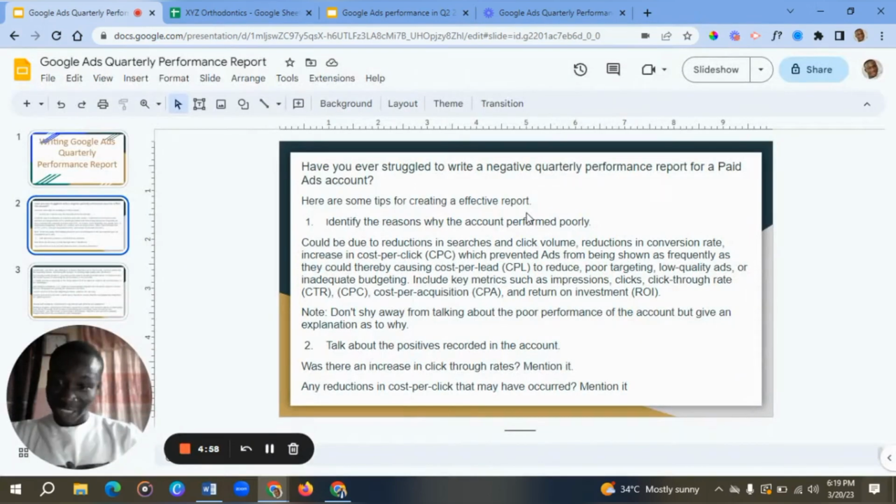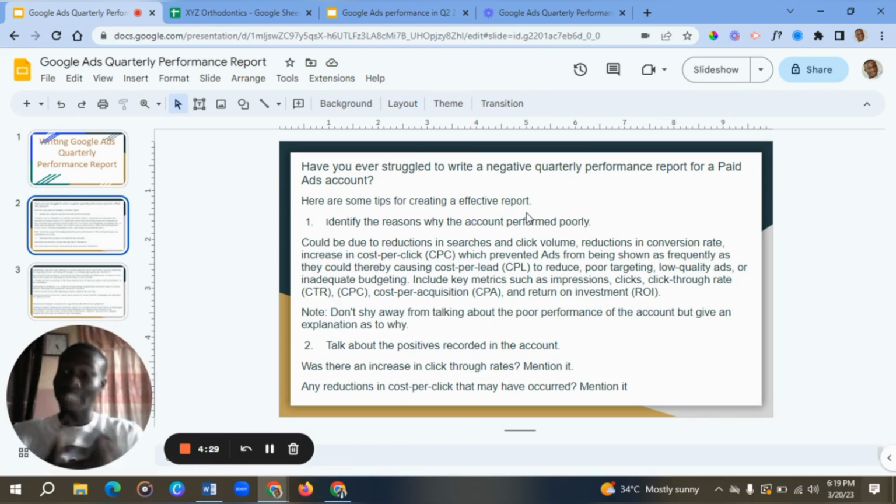So before I write a live report, I want to give you some tips for writing a report the next time. If the account performed poorly, you need to check the searches. Could it be a result of reducing search volume, reducing click volume? Did the conversion rate reduce? Did the CPC reduce? Was it a budget issue? Maybe there was not enough budget to accommodate extra searches and conversions that could have occurred, or maybe the budget was increased. Could it be a reduction in conversion rate? There are many things to check.